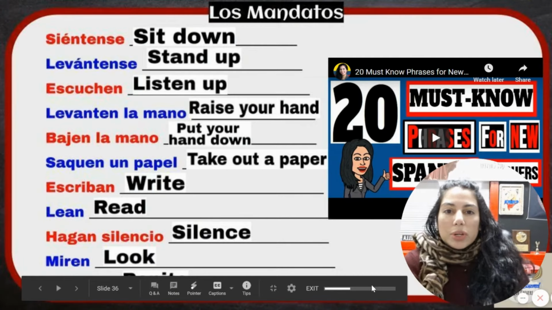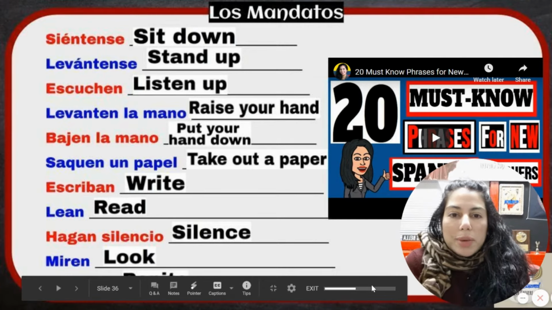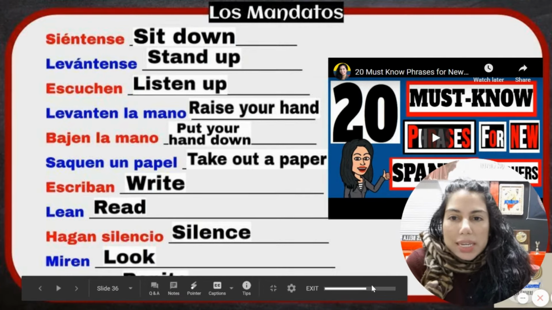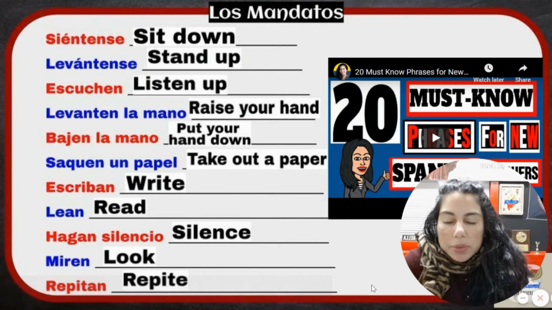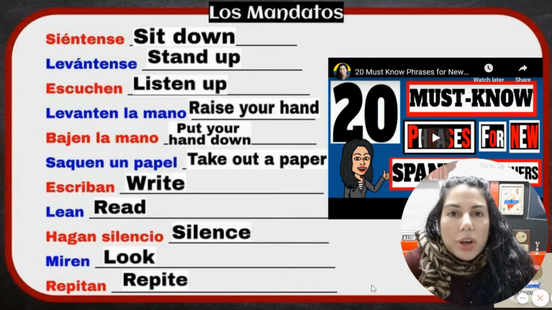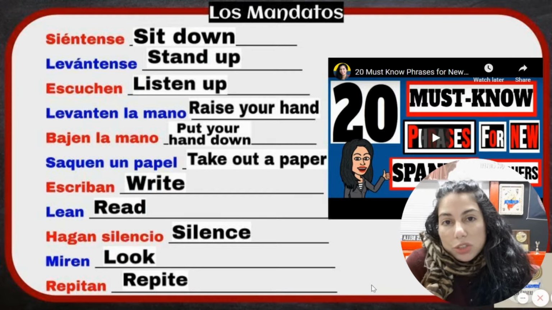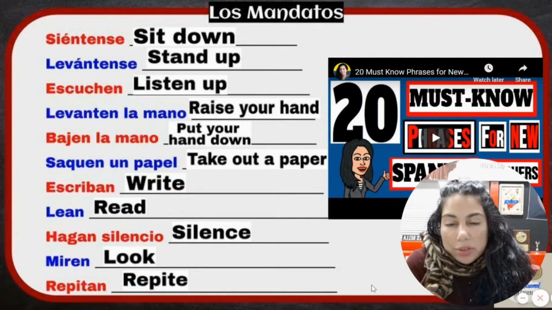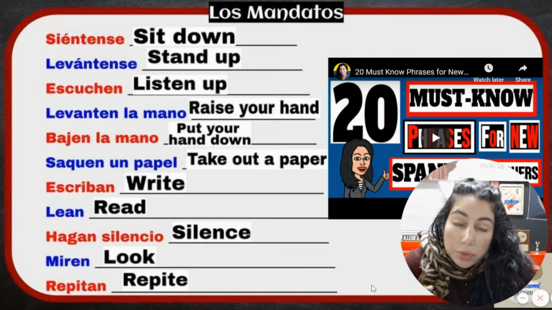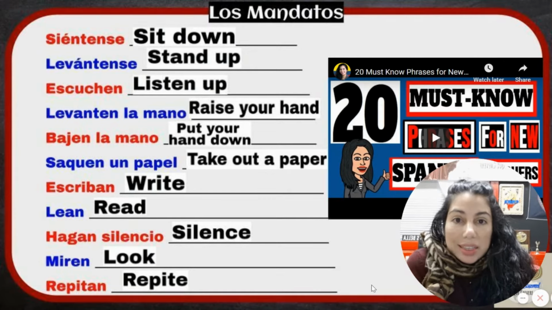So in here, we're going to review los mandatos. So in your study guide, there's a section where you have to write the meaning of siéntense. So obviously, siéntense is sit down. But that's when you are talking to a group of people. You're not just telling one person, sit down. If you want to do that, you would say siéntate o siéntese.